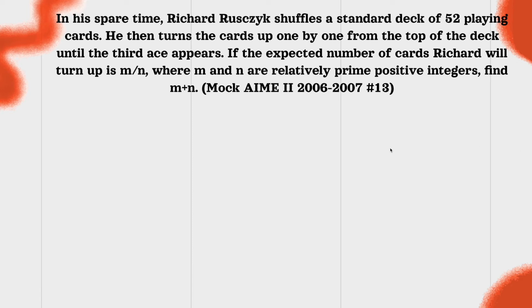First, let's visualize our situation. Imagine spreading the deck out. We would have A cards before the first ace, B cards before the second ace, C cards before the third ace, D cards before the fourth ace, and E cards after the last ace. A, B, C, D, and E can be any number from 0 to 48, and they obviously must sum to 48, because there are 52 cards in total.